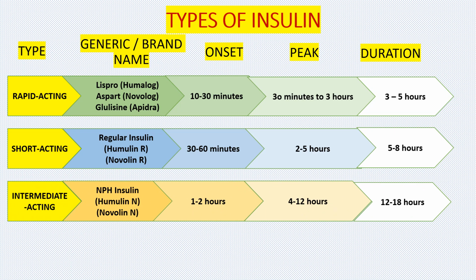Next, we have the intermediate-acting. We have the NPH insulin. This is the only insulin that is cloudy, and then 1 to 2 hours for the onset, 4 to 12 hours for the peak, and 12 to 18 hours for the duration.